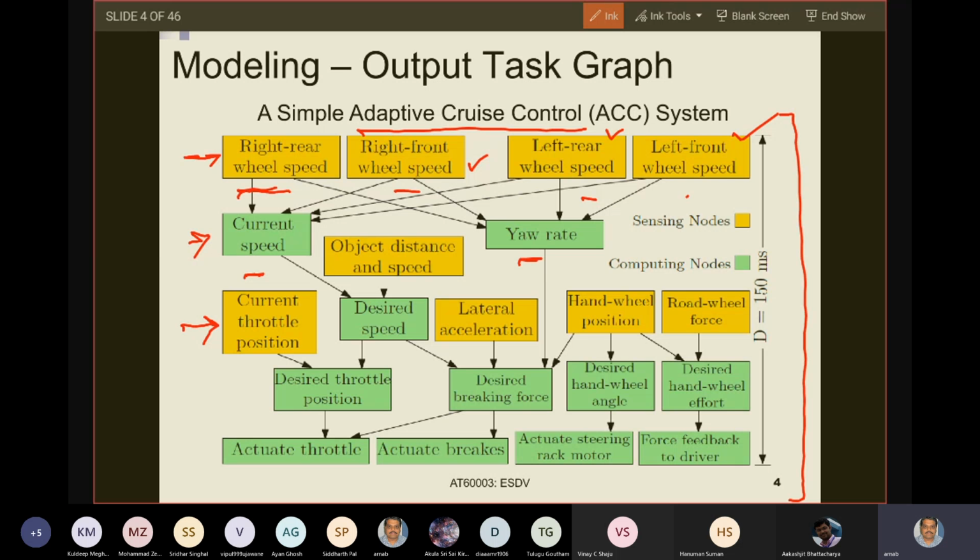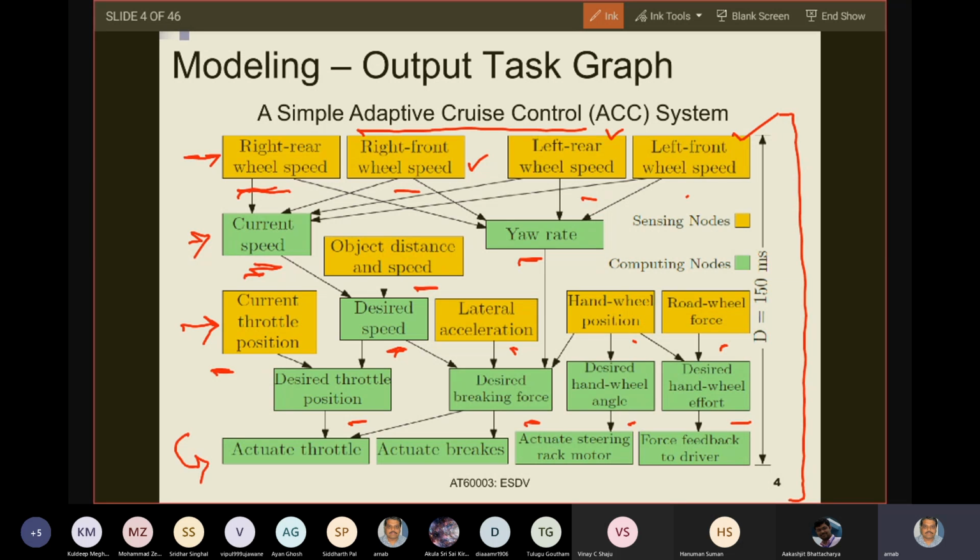Now, if the four wheels of the car are not exactly at the same speed, it will swivel a bit. So it senses the swivel. It also senses the current speed. It senses if there is an object in front and its speed, and then the current throttle position of the car. So all this it senses: the lateral acceleration, hand wheel position, road wheel position. Then it has computation tasks. It performs these computation tasks, and after computation, it performs actuation.